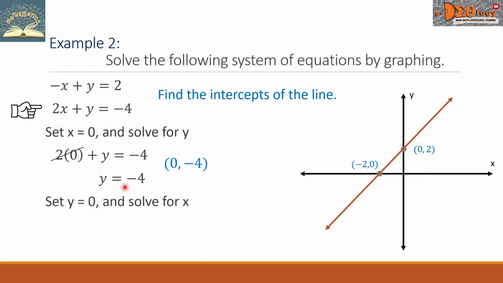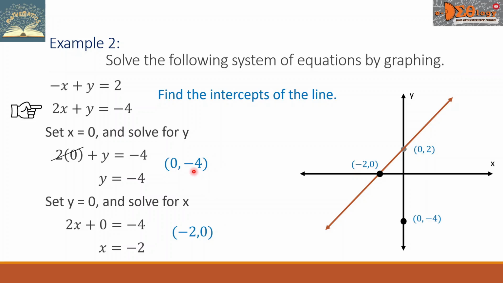What about the x-intercept? We set y equals 0 and solve for x. So this 2x plus y equals negative 4 is now 2x plus 0 equals negative 4. We can remove this 0, then 2x equals negative 4, we divide by 2. So we get the value of x as negative 2. The second point is (negative 2, 0). This is the x-intercept.